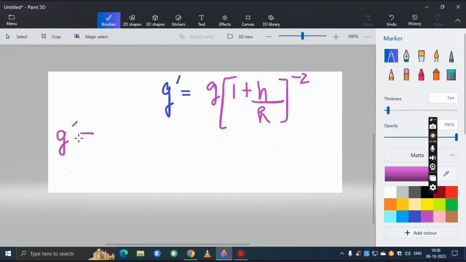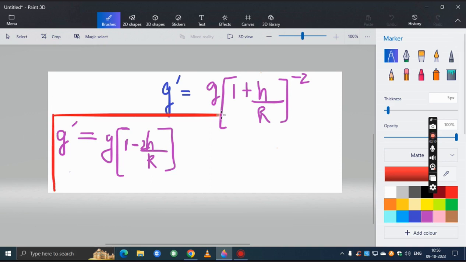So g dash is going to be g into (1 minus 2h by r). How did we get this? Well, (1 plus x) raised to the nth power is approximately equal to 1 plus nx. So g into 1, this minus 2 is going to come over here. So plus into minus, so minus 2h by r. So that is the formula that we get for variation of g with altitude.